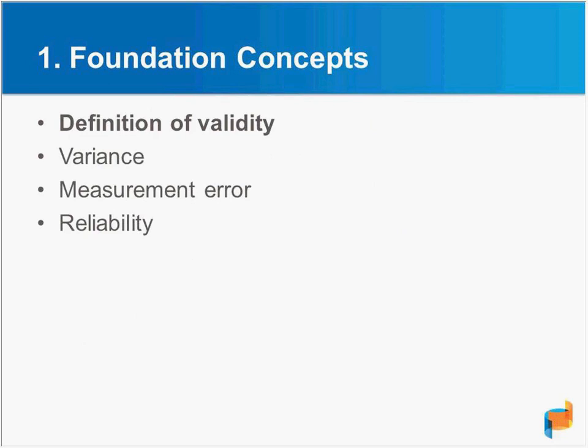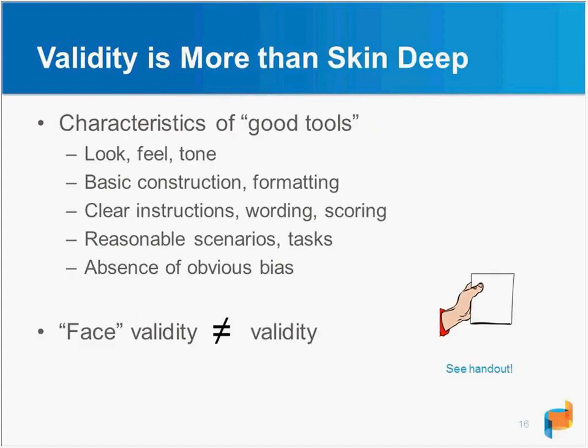So good. Let's start with the definition of validity and the key concepts of variance, measurement error, and reliability. Validity is more than skin deep. Not all tools are created equal. It is true that you can separate the better tools from the not so good based on their surface characteristics. As shown in the handout and on the screen, by surface characteristics we mean an instrument's overall look, tone, or feel, its basic construction and formatting, the clarity of its instructions, wording, and response options, the integrity of its scoring system, and avoidance of bias.